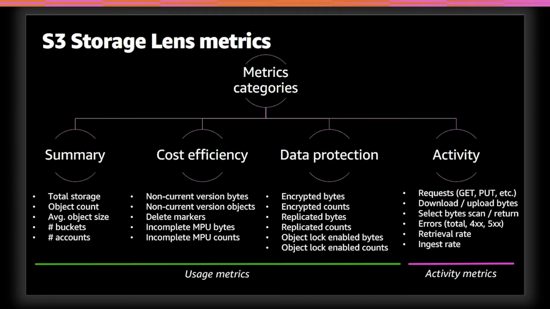Note that some of the metrics on the list are pretty typical, like total storage and object counts, and you can already receive these in a few places in the S3 console and in CloudWatch. But in Storage Lens, you can now receive these metrics in aggregate across your organization or account, or at the prefix level, which was not previously possible.